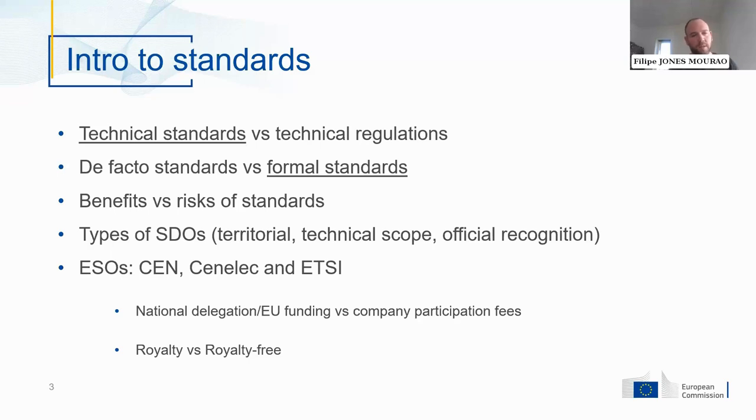But there's a few relevant points that distinguish them, and I think it's useful for some context and background. CEN and CENELEC tend to work with the national delegation principle. They work with national delegation and EU funding, whereas ETSI is funded through company participation fees. It also receives EU funding in the form of operational grants, but the main source of funding is the company participation fees. And then you have this question of royalties versus royalty-free. Again, CEN and CENELEC charge royalties for their standards, as you're probably very aware, and ETSI is royalty-free. The standards are freely available.